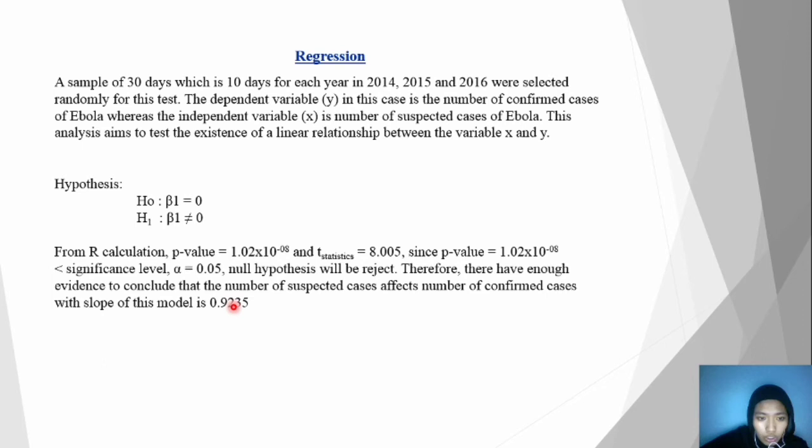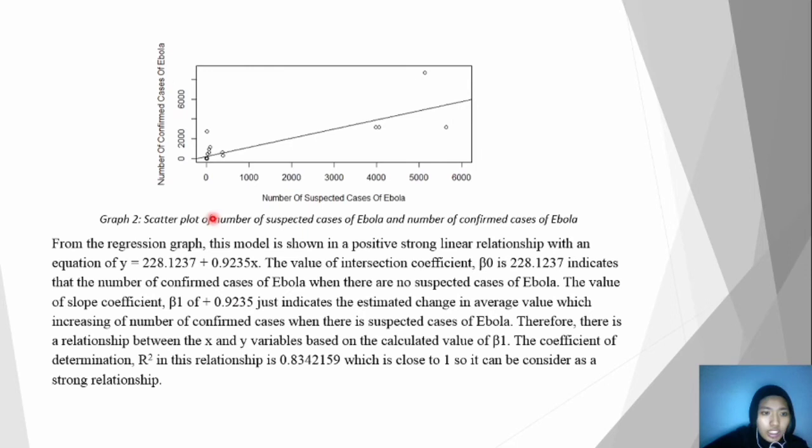Next is the scatter plot for regression test. From the regression graph, it shows a positive strong linear relationship with an equation of y equal to 228.1237 plus 0.9235x. So the value of the intercept coefficient is 228.1237, which indicates the number of confirmed cases of Ebola when there are no suspected cases.